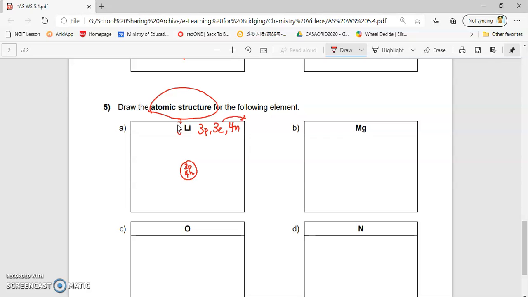Lithium, because it has 3 electrons, has the configuration 2, 1. So I have 1 electron shell, 2 electron shell. The first shell holds 2, the second shell holds 1. So this is the atomic structure for lithium.